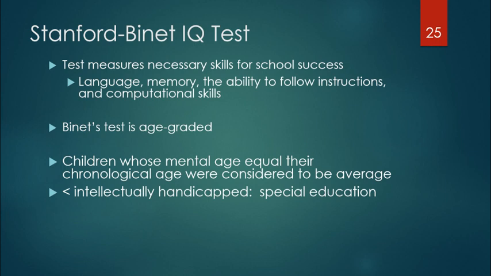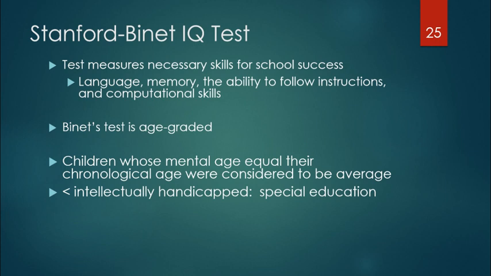Binet's test is age graded, meaning that if you are 5 years old, you will get a test designed for 5-year-olds. If you're 10 years old, you will get a different test, a test that is designed for 10-year-olds. So the researchers, the people who make these tests, try to make them age appropriate, meaning there will be probably one test for every different year of life out there.